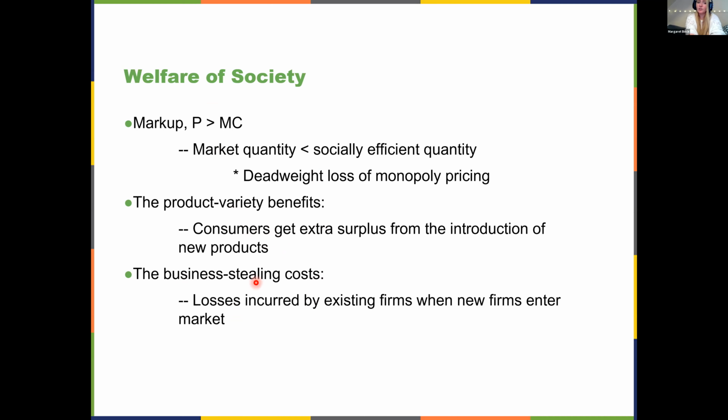But there could also be business stealing costs associated with monopolistic competition. There could be losses incurred by existing firms when new firms enter the market. And some of these business stealing costs particularly come from advertising, which will be more thoroughly discussed in the next video.